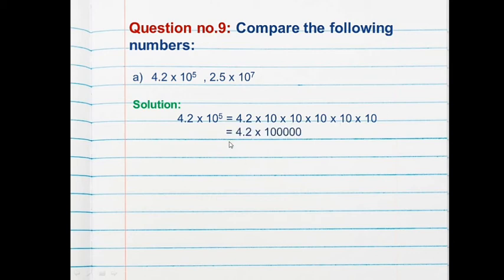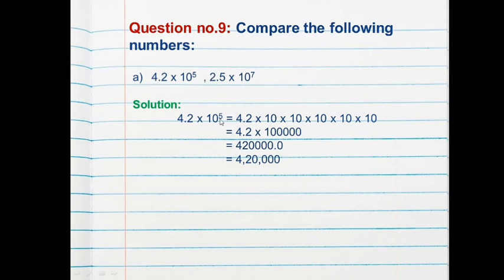4.2 into 1 lakh. So here 4.2 into 1 lakh. Now we are going to multiply 4.2 into 1 lakh. So that is 4,20,000. So 4,20,000 can be written as 4,20,000 also. So this is how we got the number when we simplified the first expression.